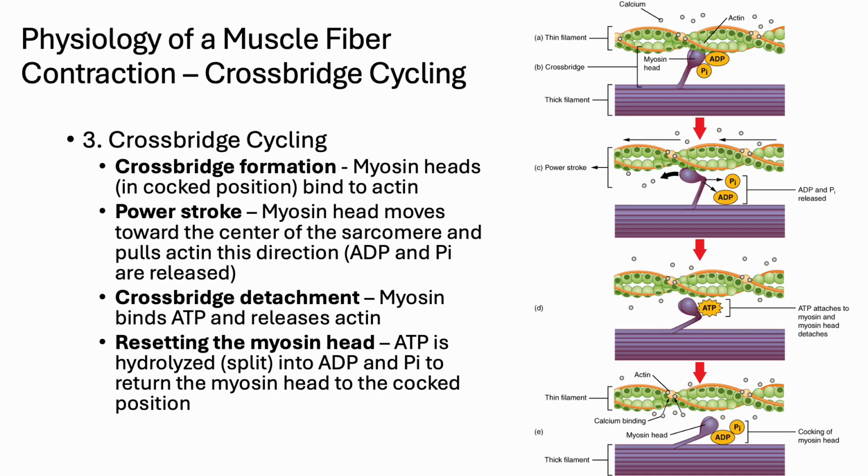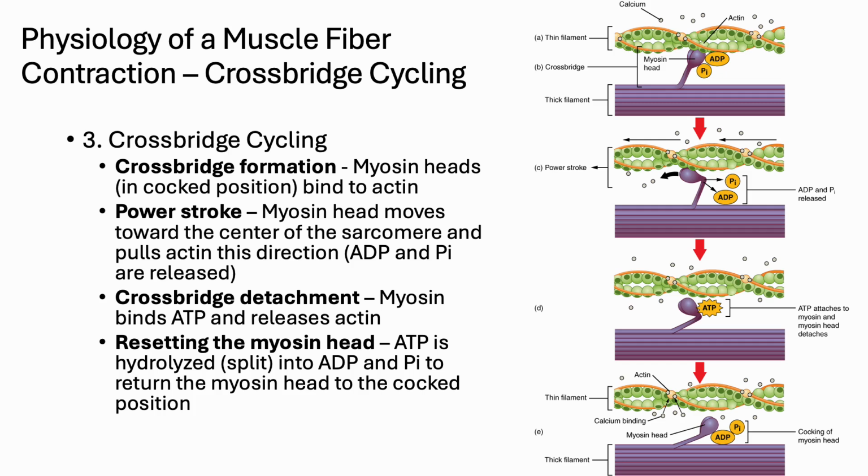Okay, so now calcium removed the regulatory proteins. We'll look at how this cross-bridge cycling happens. So it's a multi-step process, okay? And it's going to involve both the thick and the thin filament.